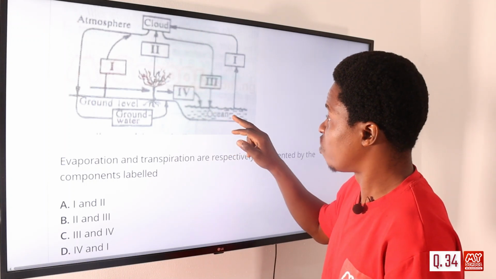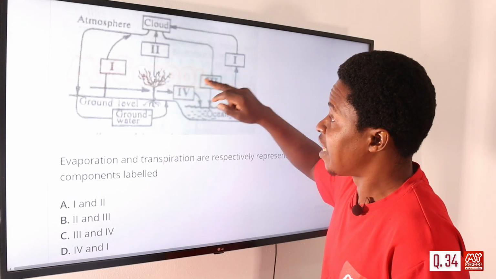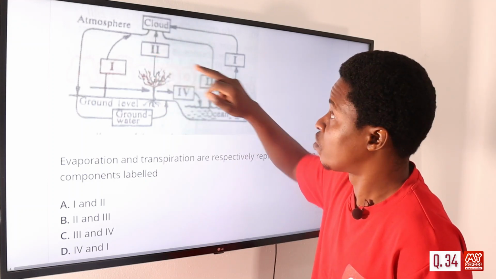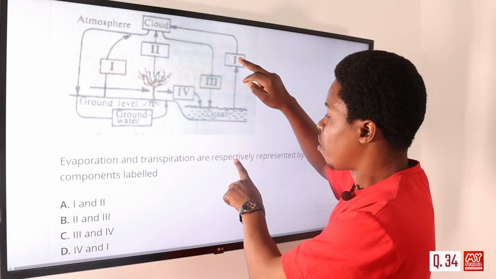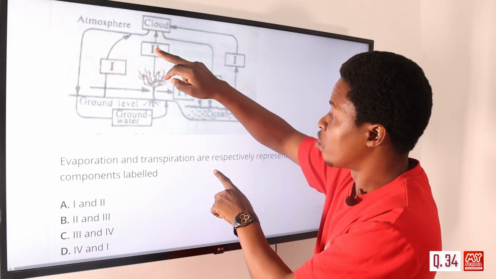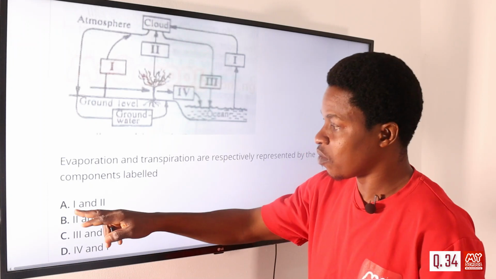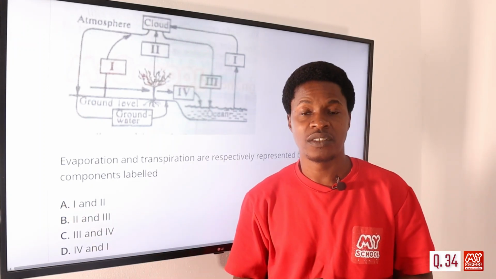This is the ocean. This is where evaporation is taking place. That is Roman figure 1, and then transpiration takes place in plant. This is where it is going on. This is Roman figure 2. So Roman figure 1 for evaporation, and then Roman figure 2 for transpiration. So 1 and 2. So option A says 1 and 2. So the correct answer is option A, Roman figure 1 and 2.